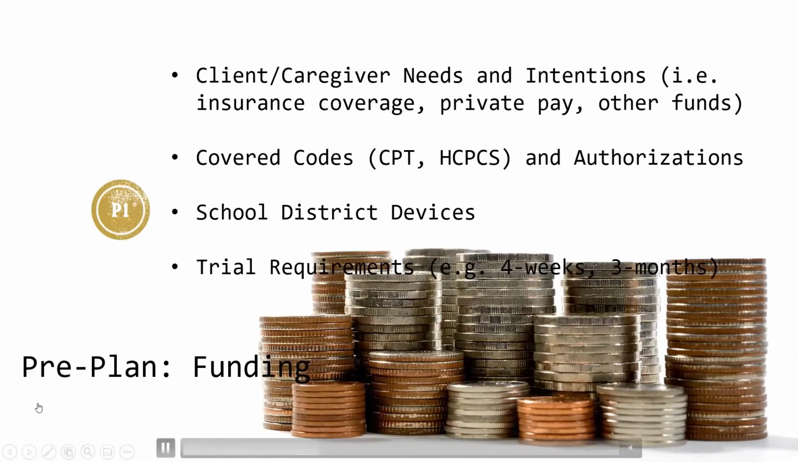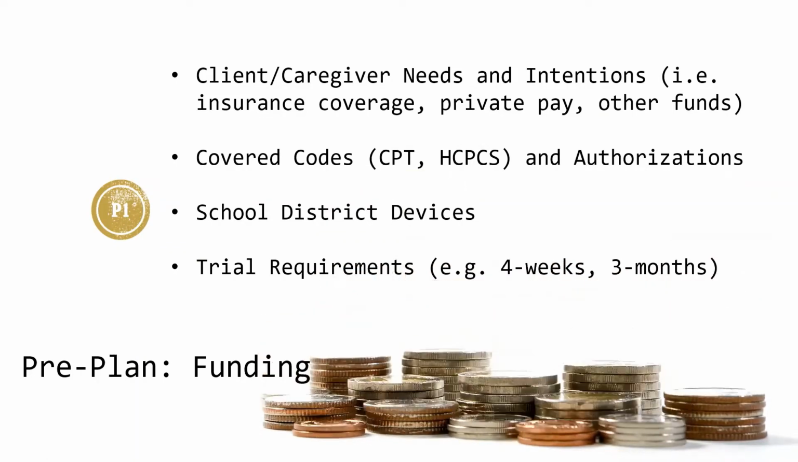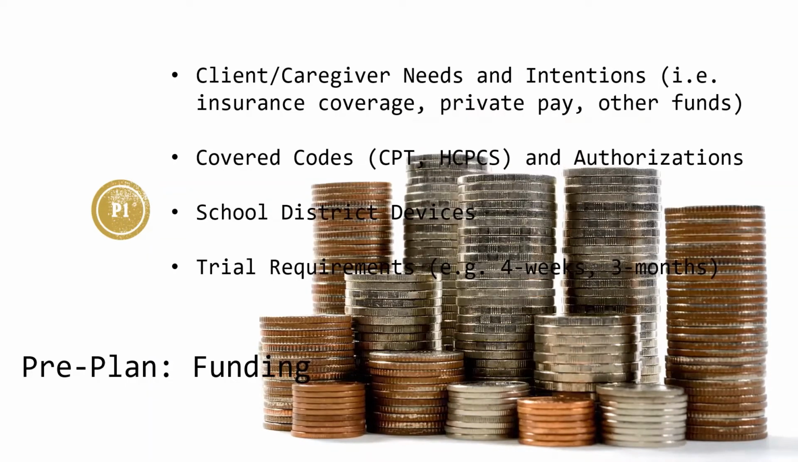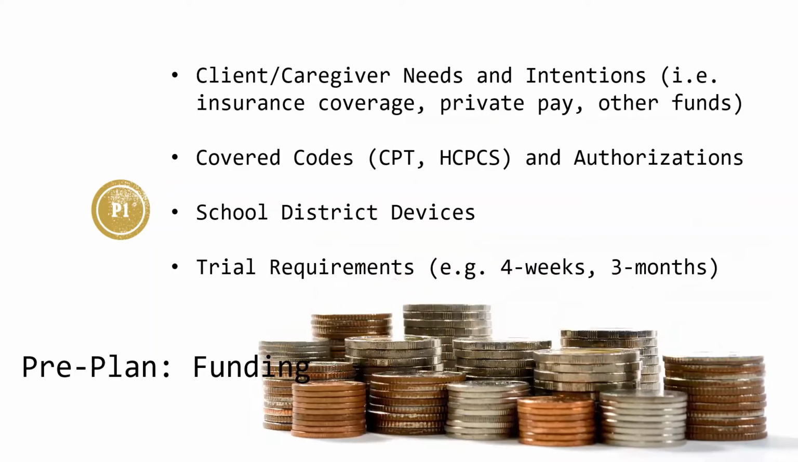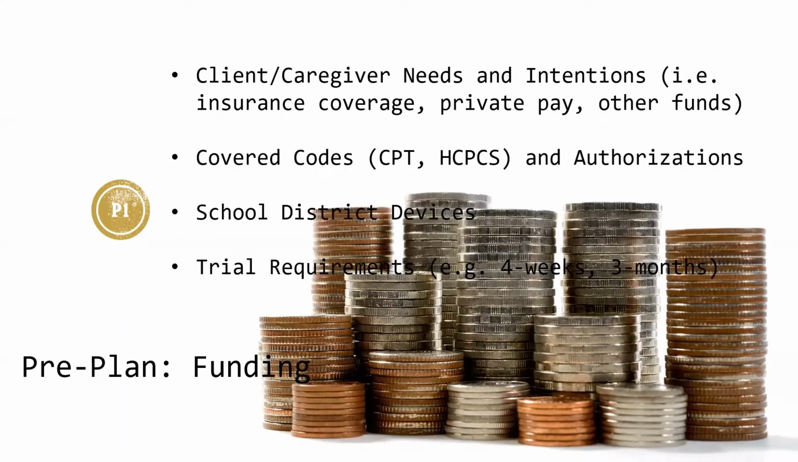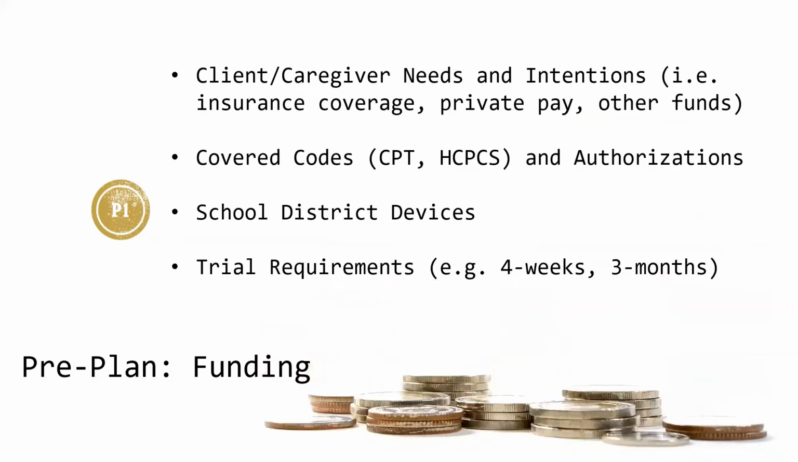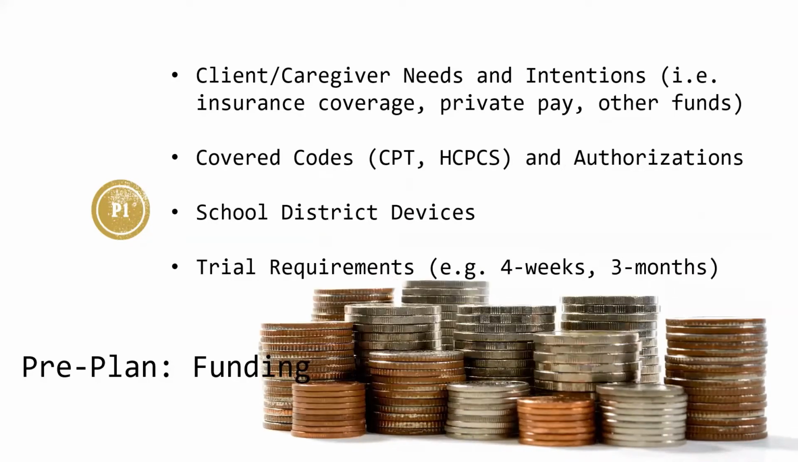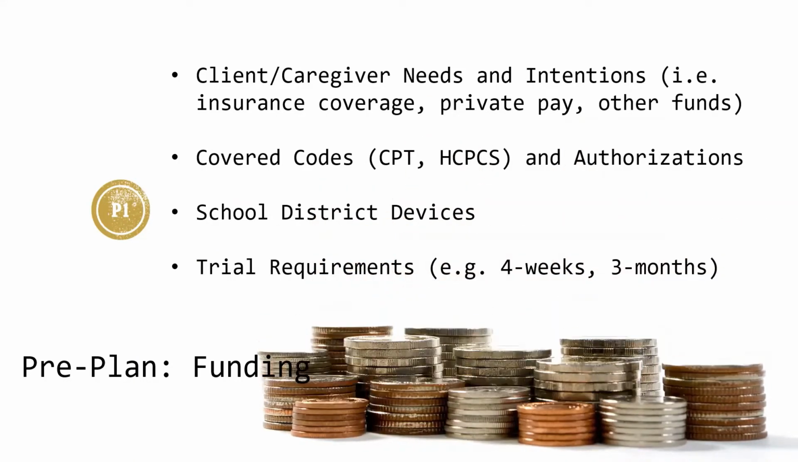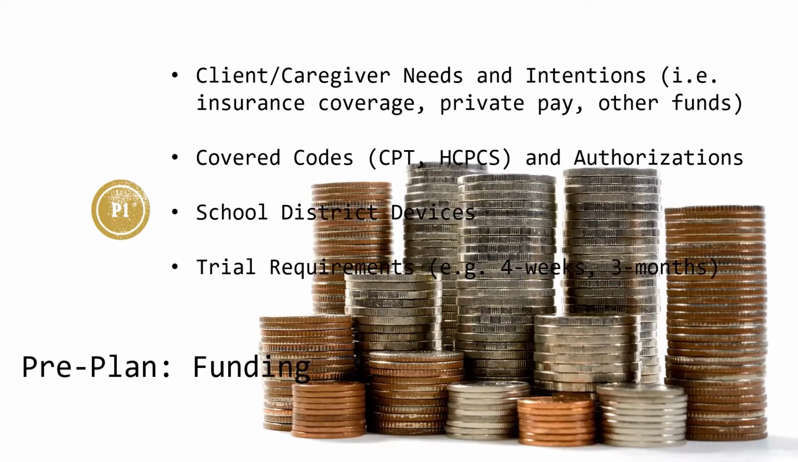And of course, we really need to think about funding. We really can't go through this process without being aware of what the client needs, what their intentions are for that assessment that they're coming in for, what they're looking for, why they are there, and what coverage they have, because we can recommend the best system that meets all of their needs to help them access communication in all of their various environments. But if they can't get their hands on that system due to a funding issue or an authorization issue, a trial requirement issue that we're not aware of, then we really have done them a disservice.